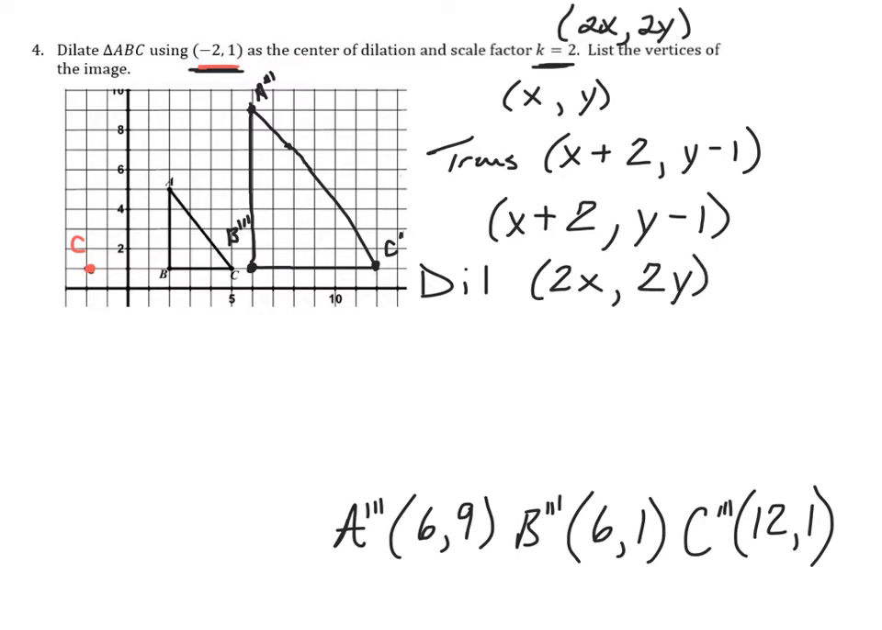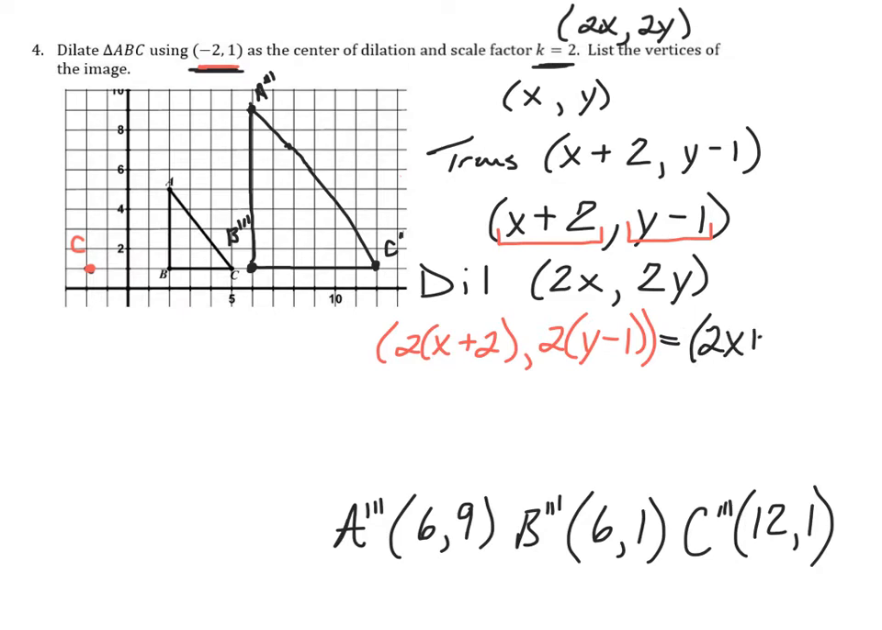So I'm going to multiply each of these binomials by 2. That means I'm going to end up with 2 times (x plus 2) and 2 times (y minus 1). I want to simplify that real quick by distributing that 2, which is going to give me 2x plus 4 and 2y minus 2. Running out of space. So now this is my rule, 2x plus 4 and 2y minus 2.